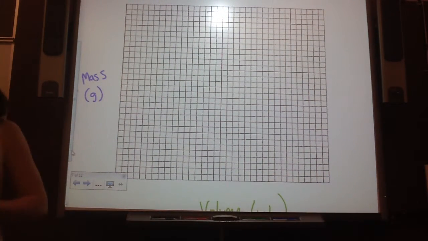You decide how much they should go up by. You try it. And if you've already done this graph, you can go on to the next one. But everyone try this one out.